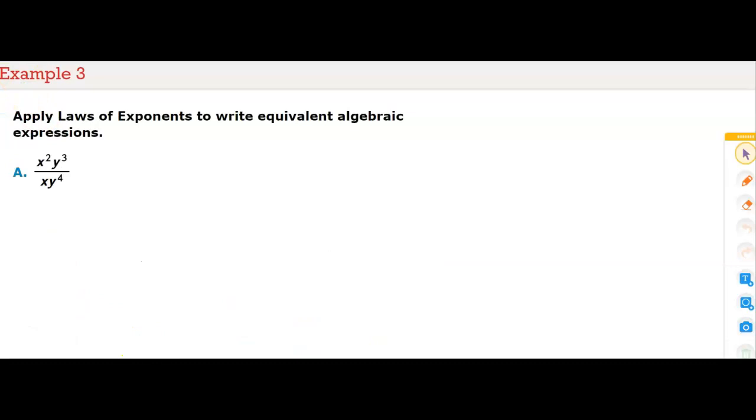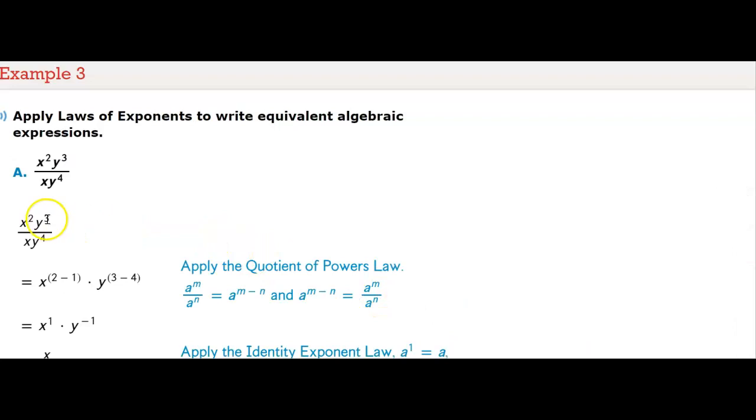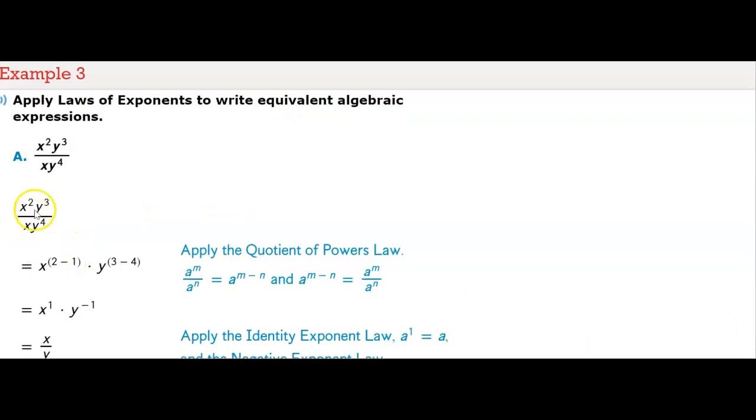Apply laws of exponents to write equivalent algebraic expressions. Part A. X squared times y cubed divided by x times y to the 4th power. All right, so we're breaking it down. You are subtracting the exponents here for the x's. So when you're dividing, you're subtracting. So 2 minus 1, and then 3 minus 4.